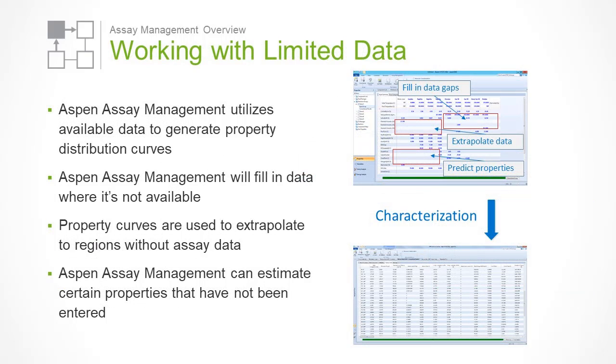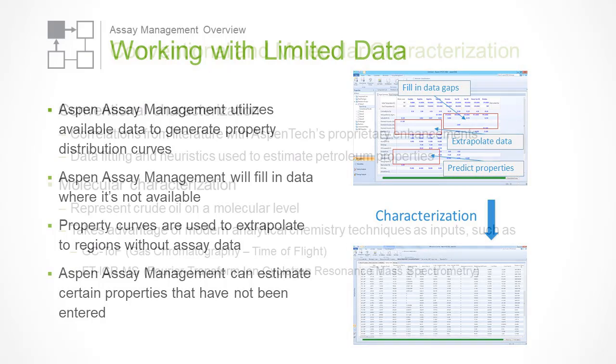The assay characterization also fills in gaps where there is no data available. If the data is available for a certain temperature range, but missing on other temperature ranges of the crude, Aspen Assay Management fits the available experimental data and interpolates or extrapolates to regions where assay data is not available. For certain properties, if there are no experimental measurements, Aspen Assay Management will perform estimation based on various correlations from the API Technical Data Book and other sources.